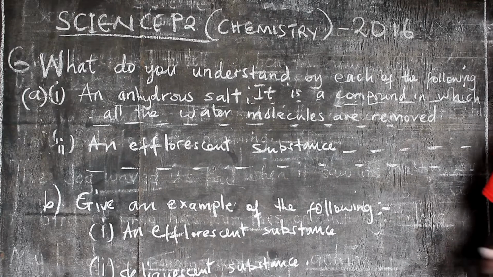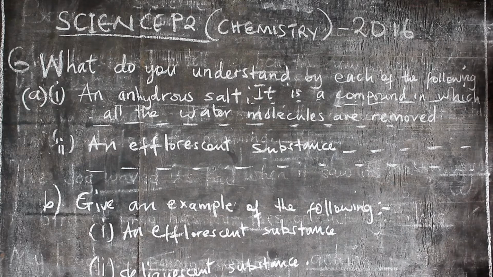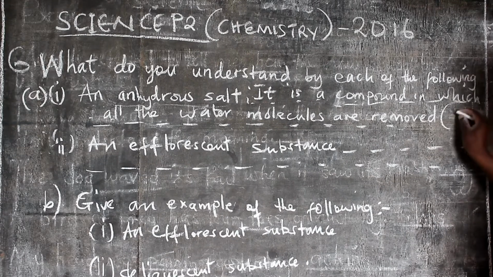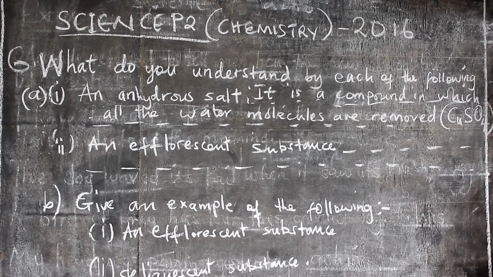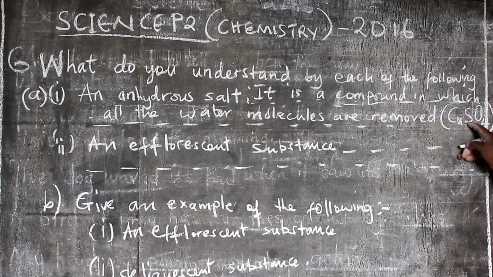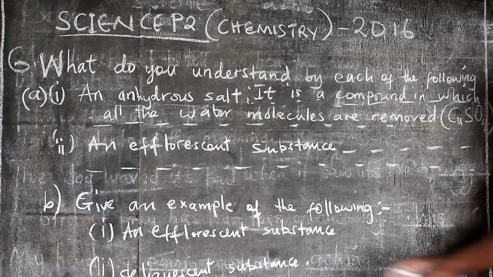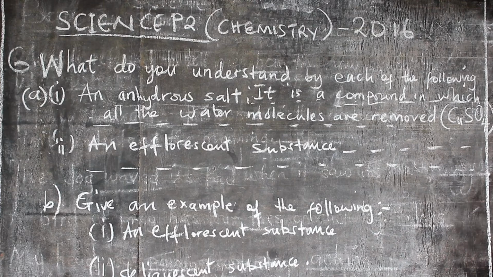An example I can give you is anhydrous copper 2 sulfate. This is the formula for copper 2 sulfate: CuSO4. Anhydrous copper 2 sulfate. It's an example of an anhydrous salt. We go to A2, an efflorescent substance.